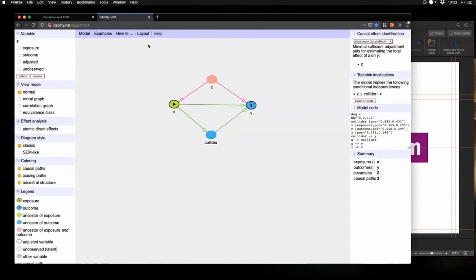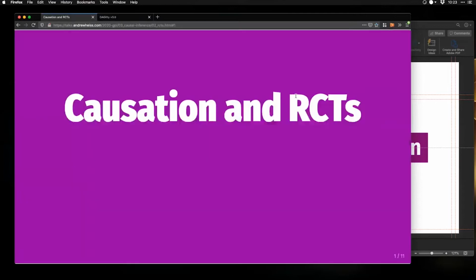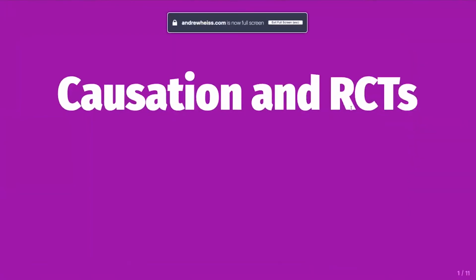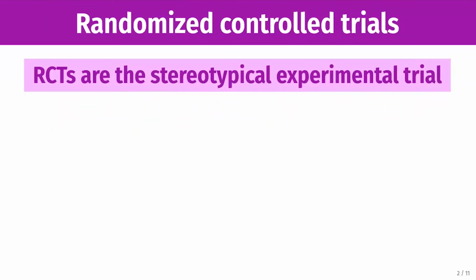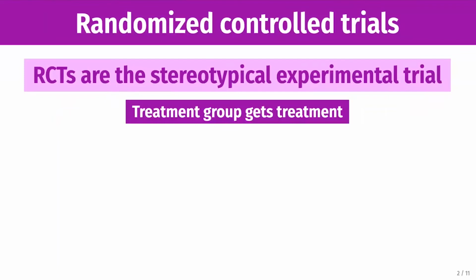Cool. All right, so let's talk about randomized control trials really quick. These are easy because we are fairly familiar with them, because of TV shows and medical trials and stuff. We all know what the idea of a double-blind study is. So randomized control trials are the stereotypical experimental trial where some people get treatment and some people don't.